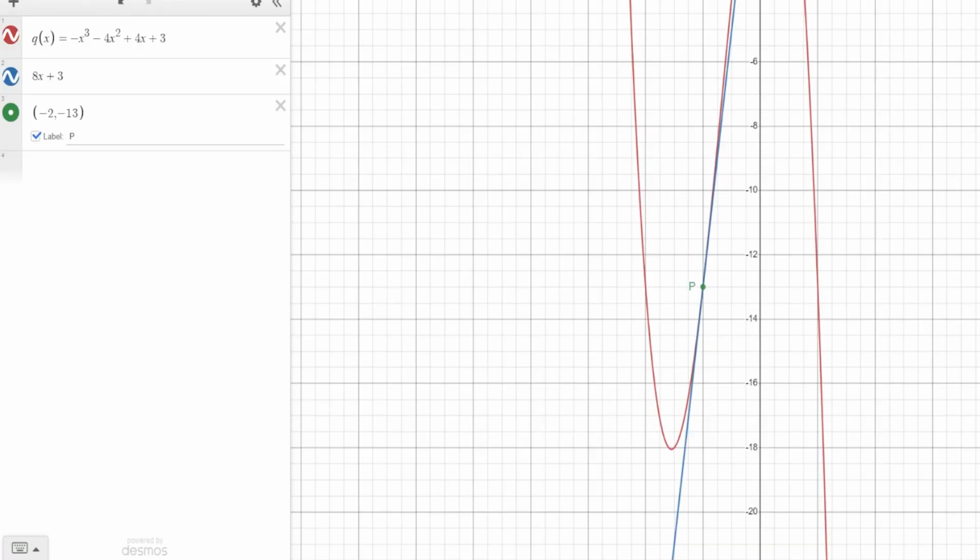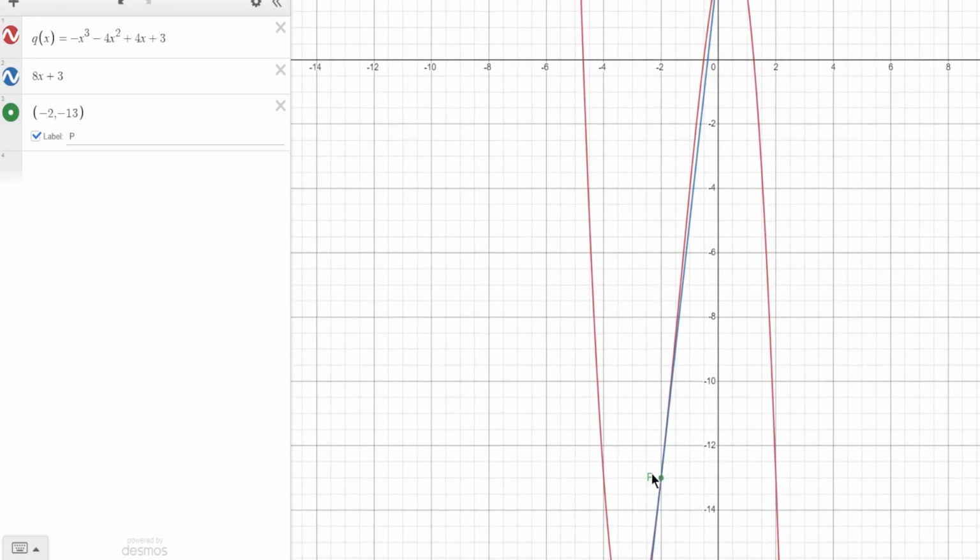To see that in a graphical representation, I've graphed our function here, our tangent line that we came up with, and the point that we found. And as you can see, the red line is the function, and this is the tangent line that intersects this function at point P, which is -2, -13, and the slope of the tangent line at point P, which is 8, is also the derivative.